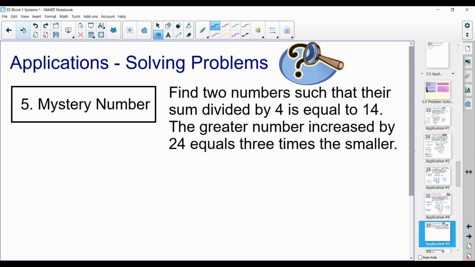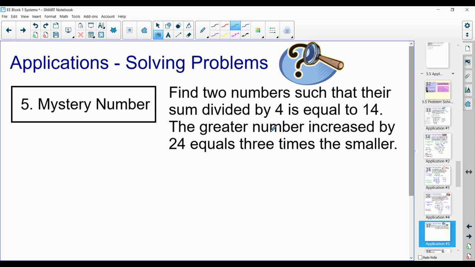There's so many different ways I can ask you these questions. And the most challenging part is remembering those words from before: sum, difference, product, multiple, factor. All of those words are going to come into play when we're looking at mystery number problems. But the same methods apply. We're going to read through the problem, we're going to define our variables, set up our equations, and solve. So here the question says, find two numbers such that their sum divided by 4 is equal to 14.